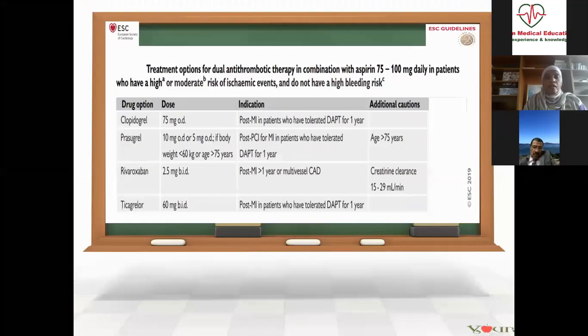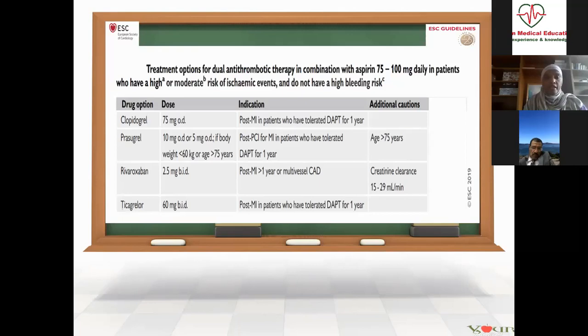Those are the options of dual antithrombotic therapy in combination with aspirin. As we know, we have rivaroxaban in a lower dose, 2.5 milligram twice a day, if the patient had an MI more than a year ago. So if the patient has risk for further events, you can combine aspirin with rivaroxaban 2.5 milligram twice a day, or ticagrelor 60 milligram twice a day, for those who had an event and passed a year from their event. And of course, those are usually high-risk patients: diabetic patients, multivessel disease, multi-stenting, chronic kidney disease. You might consider addition of another antithrombotic agent.